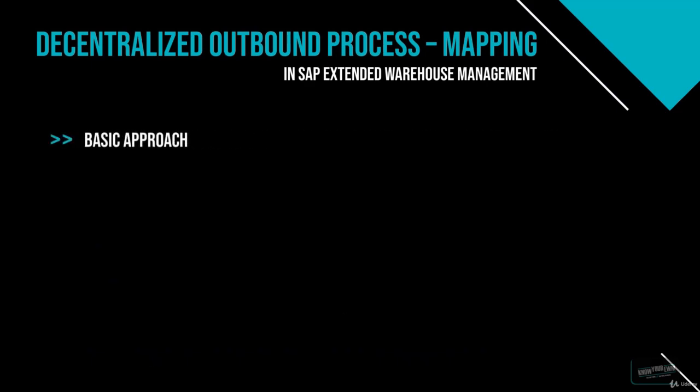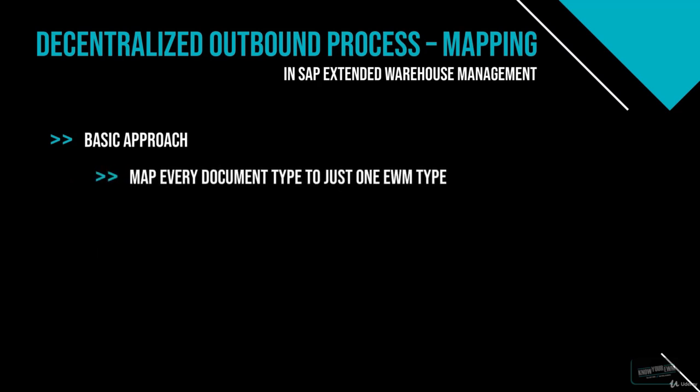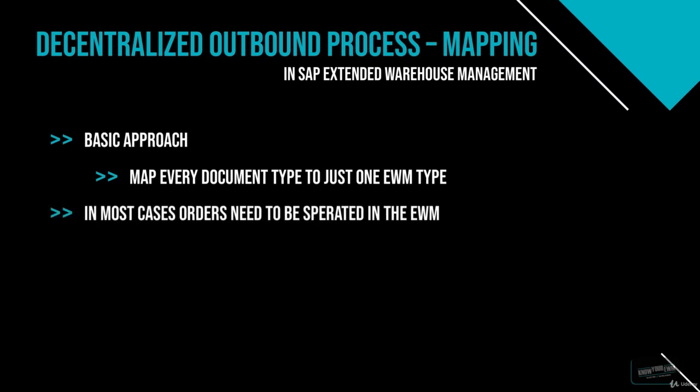A pretty basic approach could be to map every document type to just one EWM type, for example. But in most cases, we need to separate the orders in the EWM system as well, because some customer deliveries may have some sort of priority compared to intralogistic transfer deliveries, for example. And how such a mapping is set up, we are going to have a look at next.